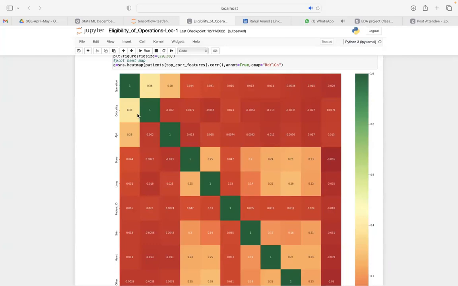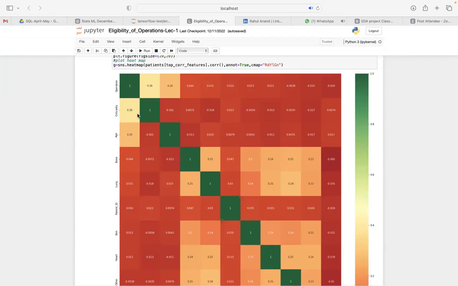If it is highly correlated, obviously you need to choose one. But here they are not correlated among themselves, so there is no need, because every variable is contributing towards the predictor.